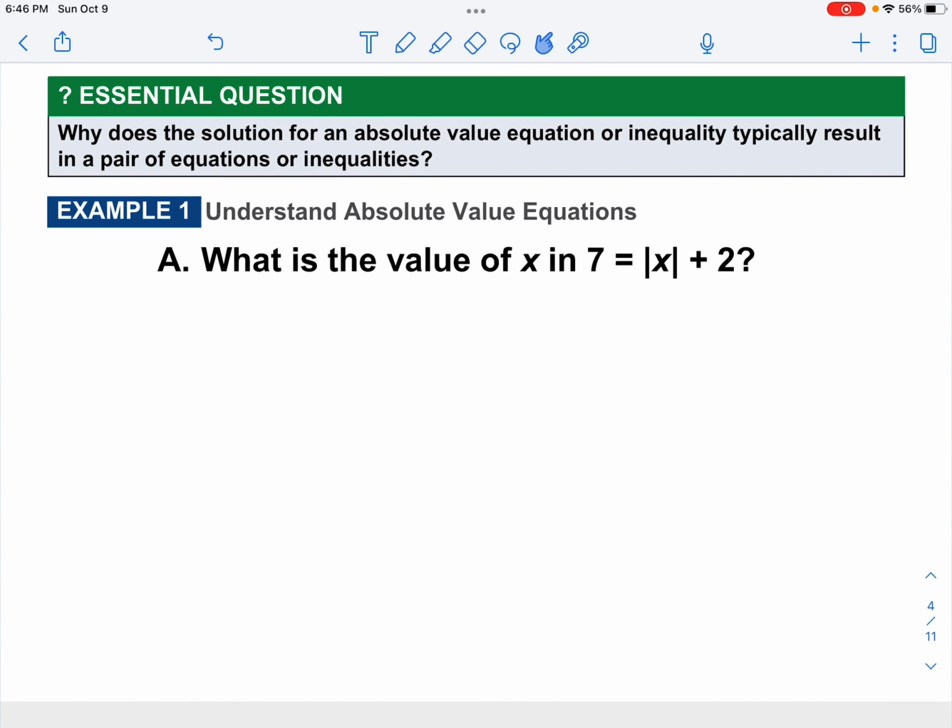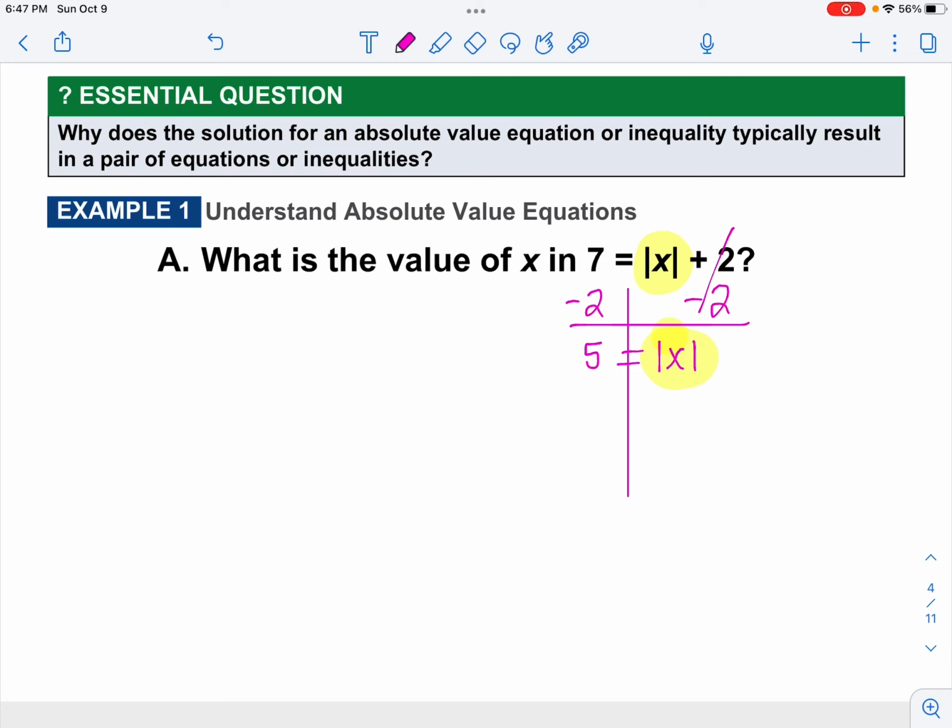So in this example, I'm going to follow the steps. I need to isolate my absolute value first. So to isolate the absolute value, I need to get rid of the 2 that's being added. So I'm going to subtract 2 on both sides. 2 is going to cancel, and 5 is going to equal the absolute value of x. So I'm done with my first step. I've already isolated my absolute value.